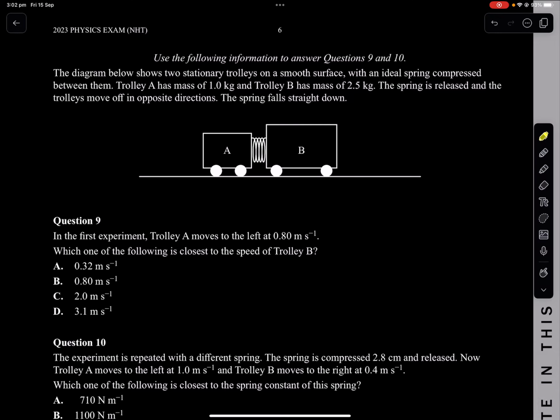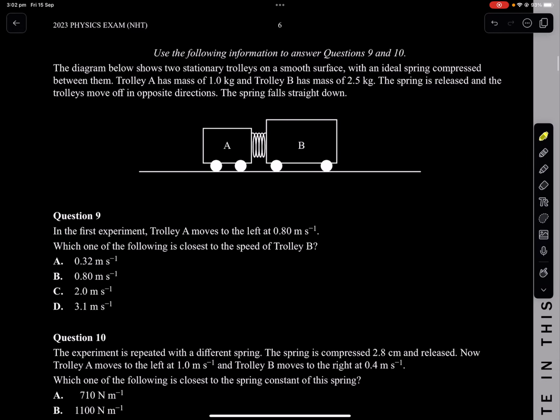So use the following information to answer 9 and 10. The diagram below shows two stationary trolleys on a smooth surface with an ideal spring compressed between them. Trolley A has a mass of 1.0 kilograms. So this one has 1 kilogram and trolley B has 2.5. The spring is released and the trolleys move off in opposite directions.